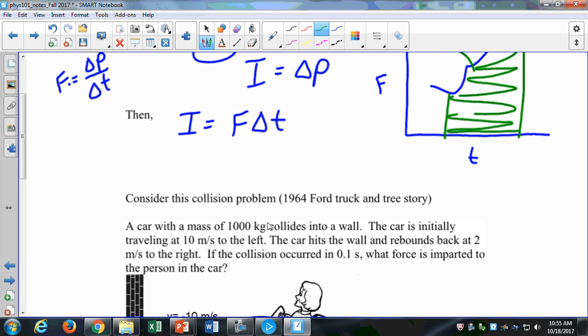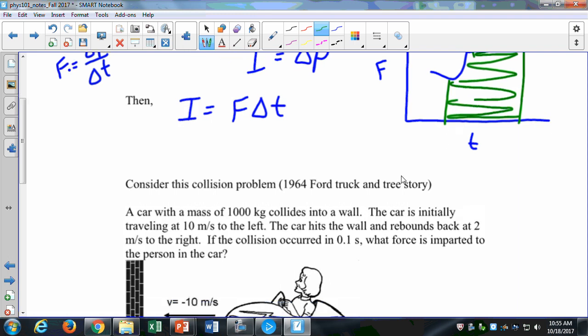All right, let's look at a collision problem, because this idea that our force is related to the change in momentum is pretty important for determining the force in collisions.